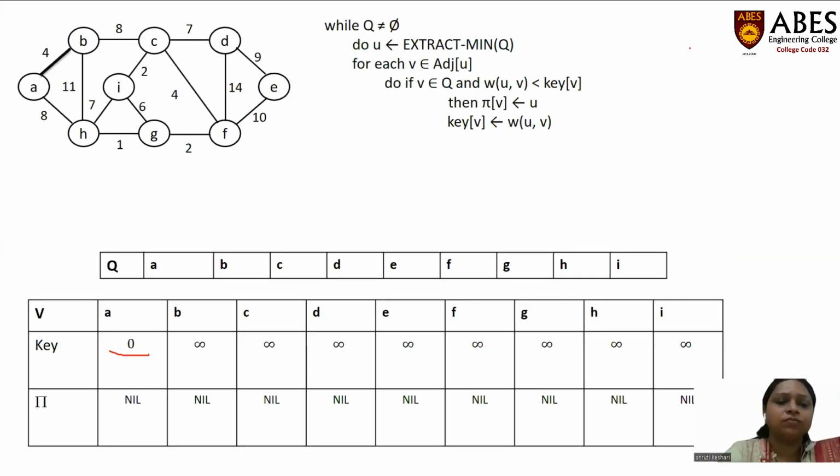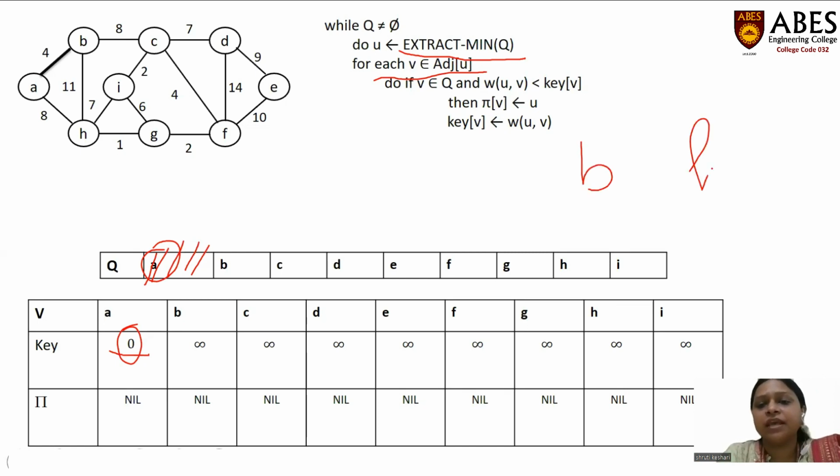According to the algorithm, here you need to extract the minimum value of your set. A contains the minimum value as 0, and all the other vertices contain the value infinity. So we are extracting this one and removing it from the Q. Now again check for each adjacent of the U. For the given graph, the adjacent vertices of A are B and H.